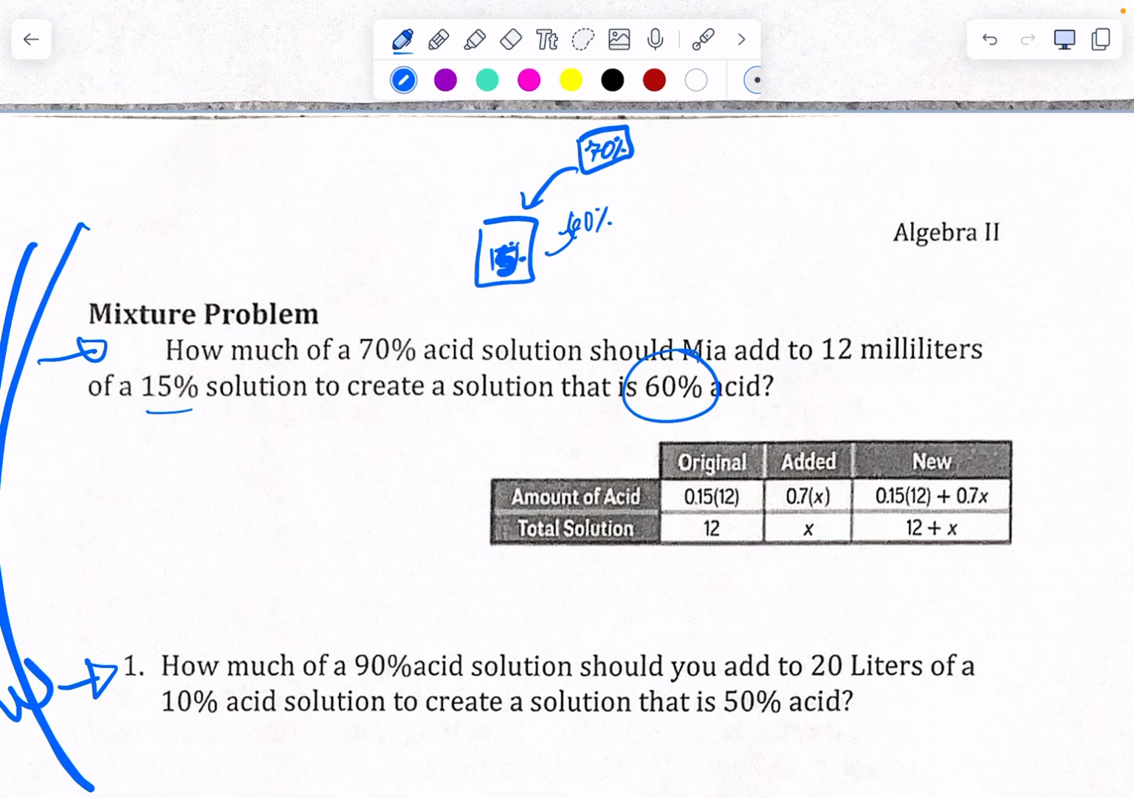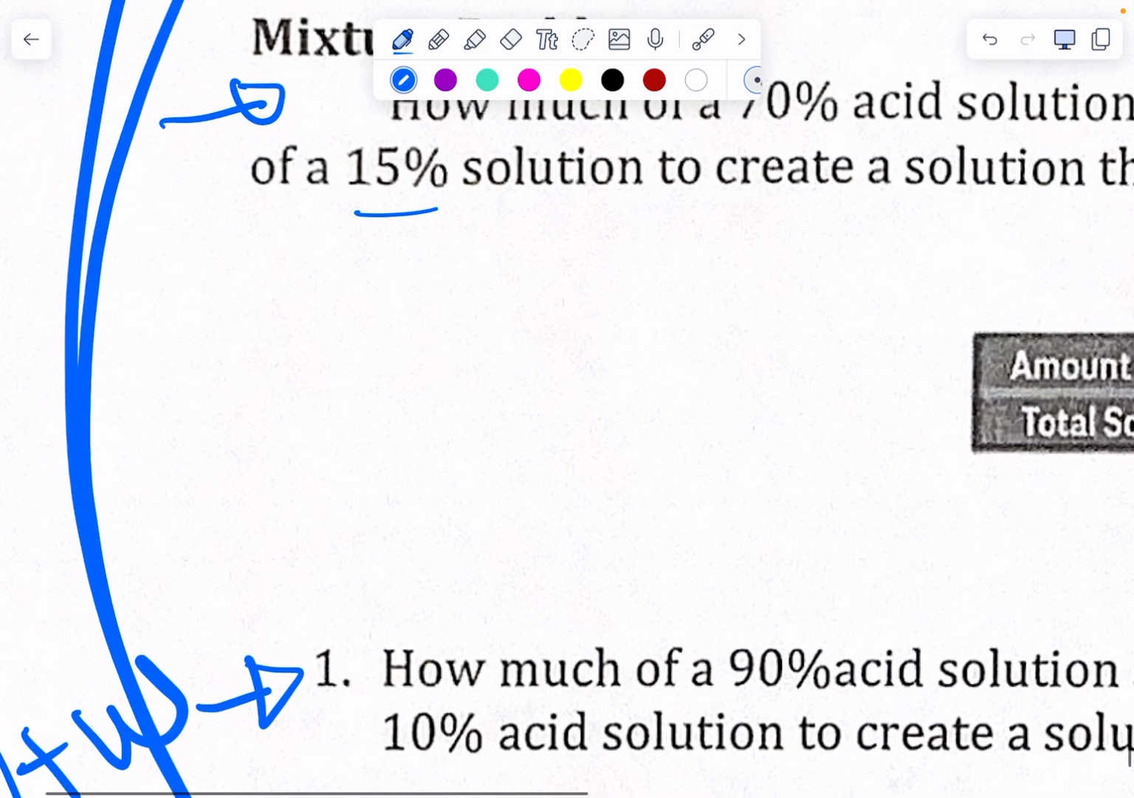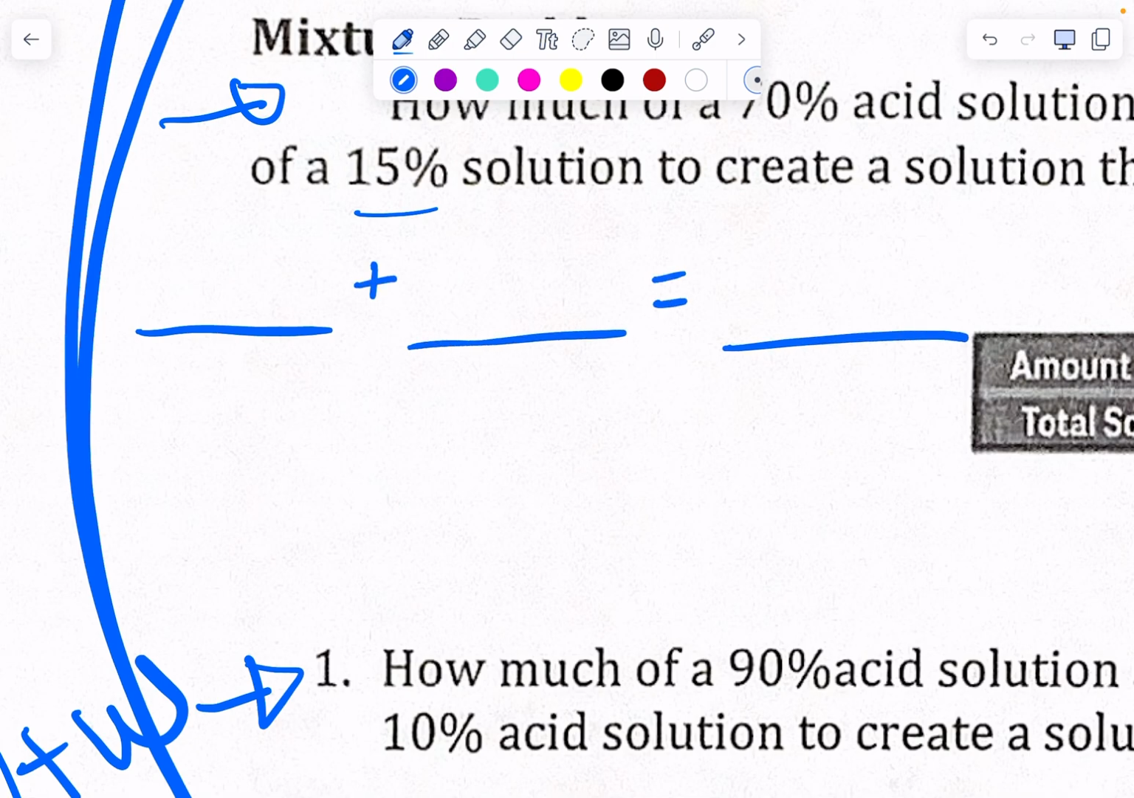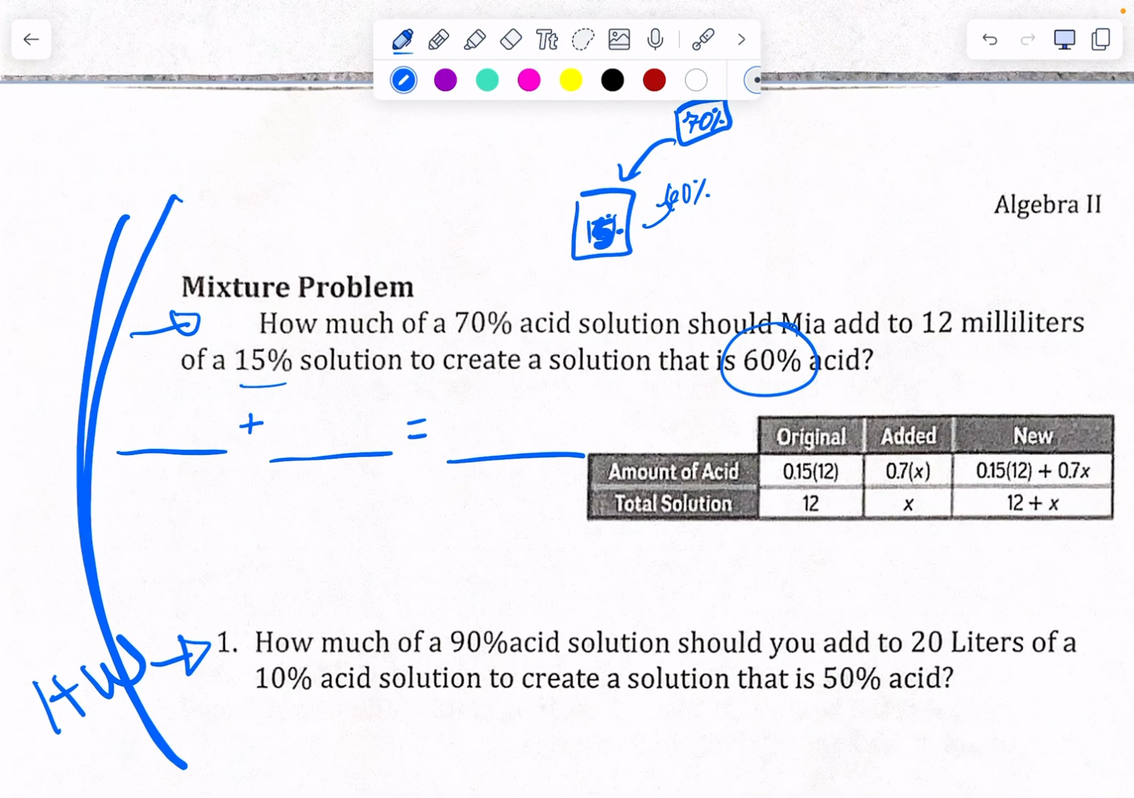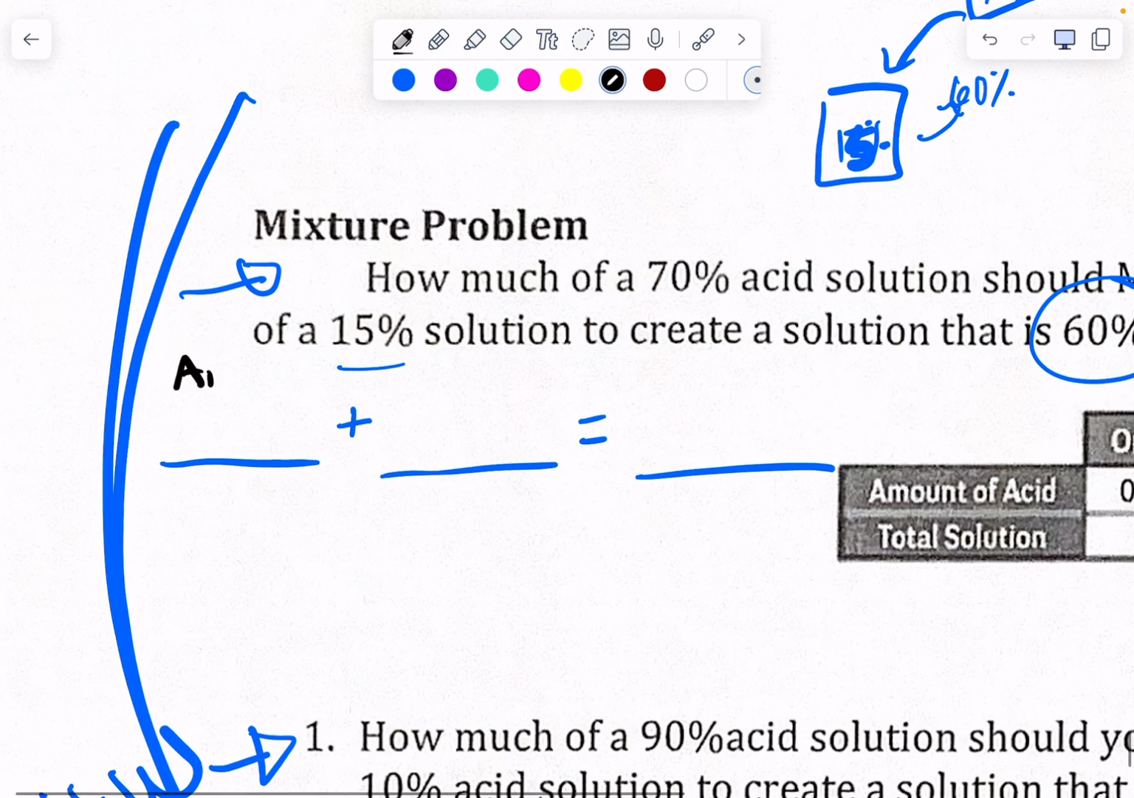So here's the deal. I have things that I'm adding together. So I have my first solution plus what I'm adding, and I have what it needs to come out to be. Write this down. My first solution plus what I'm adding to it has to come out to be the ending solution, okay? And the way that this works is that I have the amount times the concentration, okay? Amount times concentration, amount times concentration. So I'm taking some amount times the concentration of that amount plus another amount times the concentration of that amount, and I want it to come out to be the final amount times the concentration of that amount. Got it?